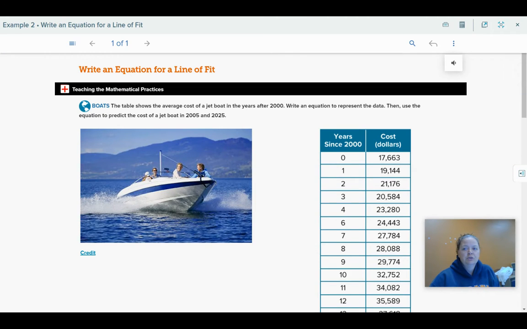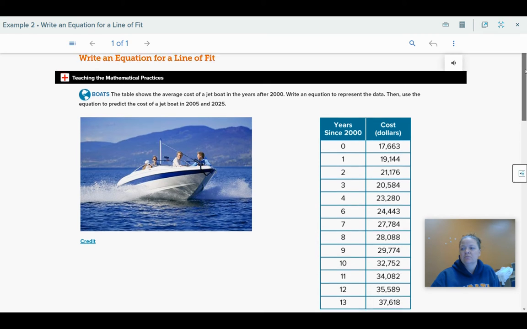For example number 2, we're going to write an equation for a line of fit. Remember, line of fit is the linear line that predicts the trend of the data. The table shows the average cost of a jet boat in the years after 2000. Write an equation to represent the data. Then, use the equation to predict the cost of a jet boat in 2005 and 2025.